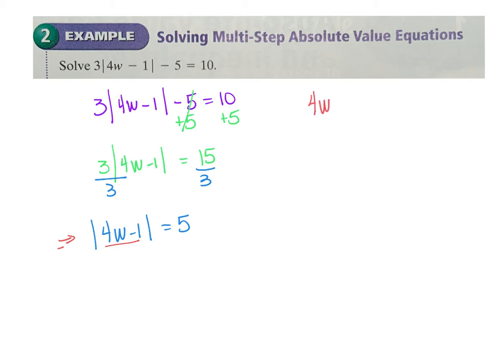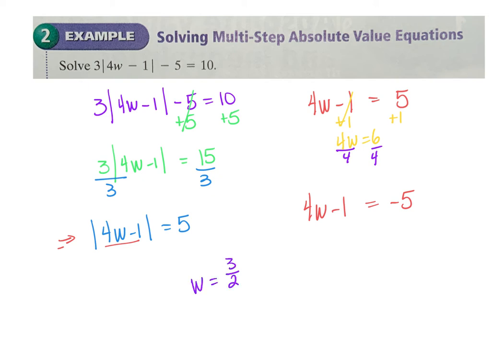What's inside, 4w minus 1, can equal 5, and what is inside, 4w minus 1, could equal negative 5. Now we're going to solve these the way that we would with a regular problem. Add the 1, 4w equals 6, divide by 4. One of my answers will be w equals 3/2 when I reduce.